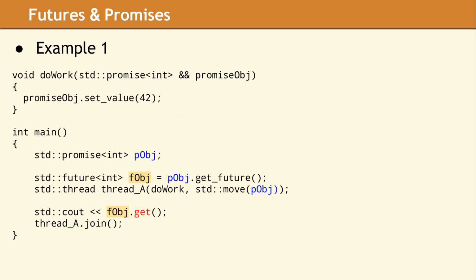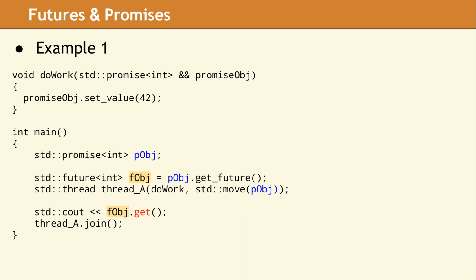Here is a simple example that uses a future to store a computed value generated as a result of some function. The main function creates a promise and extracts the corresponding future. A new thread is then started to run the doWork function, and the promise object is moved into the thread. The main thread then calls get and prints the result. The threads are joined to complete the process.